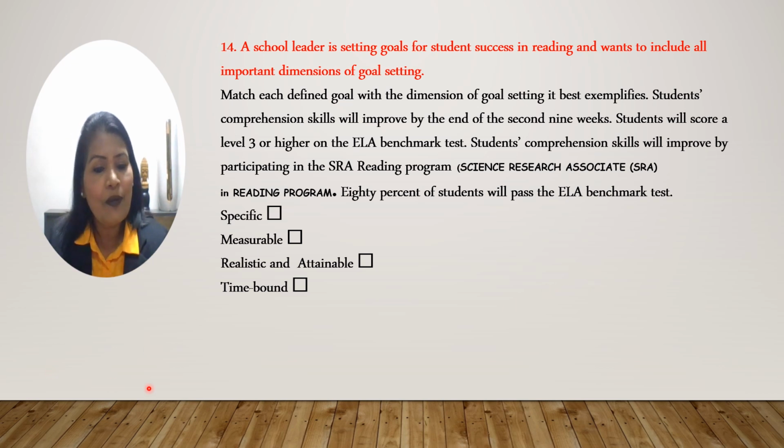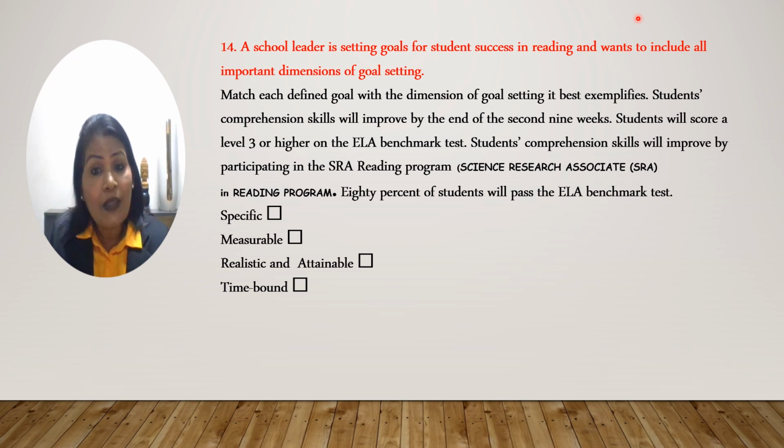So it has to have a SMART approach: specific, measurable, realistic and attainable, and time bound. So in this case, there is no option. You have to understand the question and please analyze. So here what they speak about is actually students' comprehension skills improving by participation in the SRA reading program, which is actually a specific dimension of goal setting because it is a specific action that the school will implement to induce change in student performance.